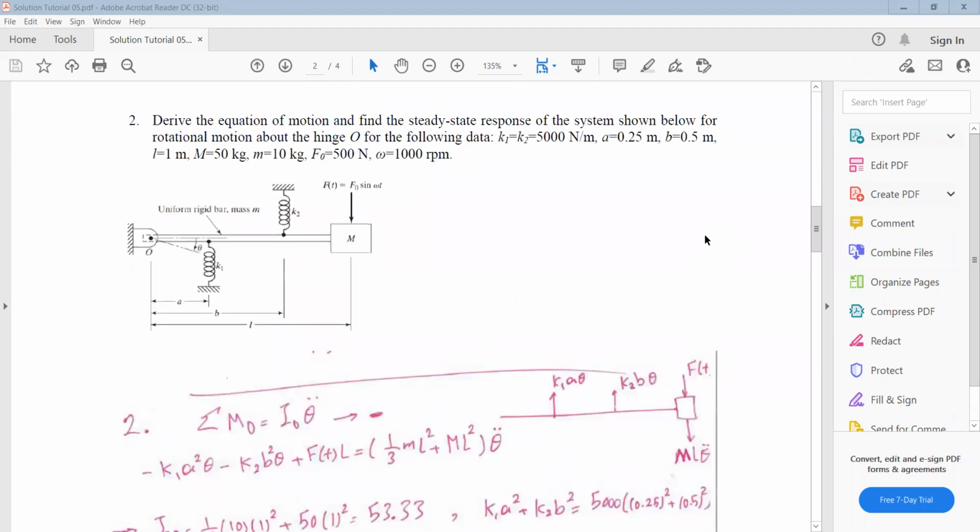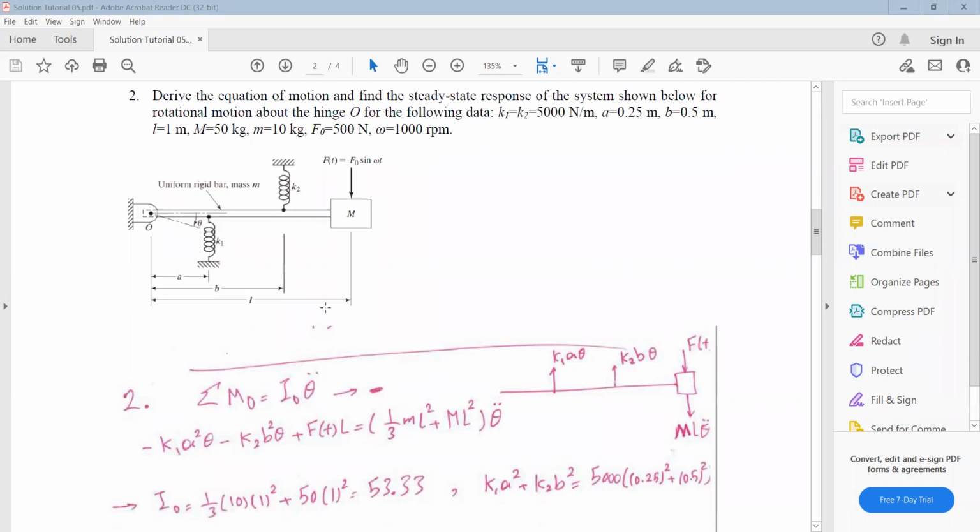The next problem, in fact, we want to derive the equation of motion and find the steady state response for this system. To derive the equation of motion, here we deal with a uniform rigid bar with mass m, so this is a rigid body. And also we have a particle with mass m.